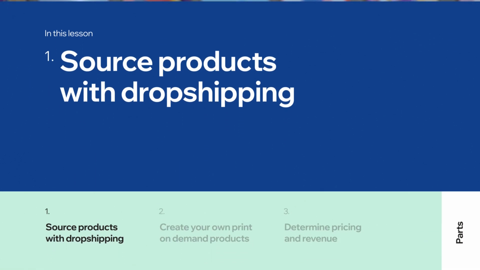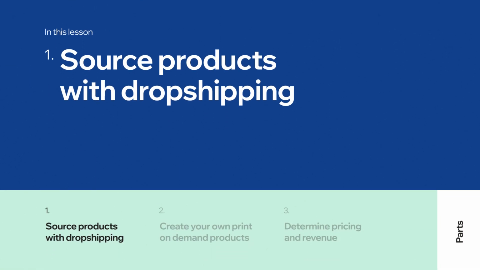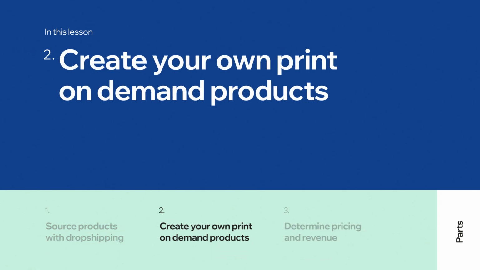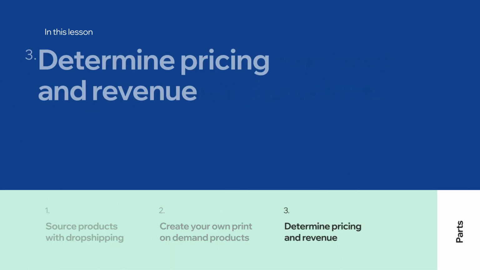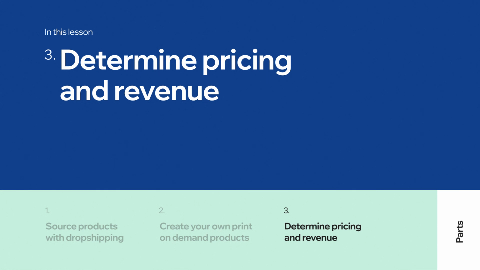Now that you've gotten done with your business plan, let's talk about how to find products to sell for your online store. There are many ways that you can do it, whether you're choosing your own products that you have, or drop shipping, or going with a print-on-demand service. So in this lesson, we'll talk about how to source products with drop shipping, how to create your own products with print-on-demand services, as well as how to determine your pricing and revenue.